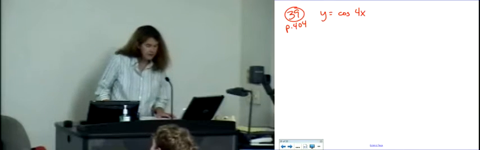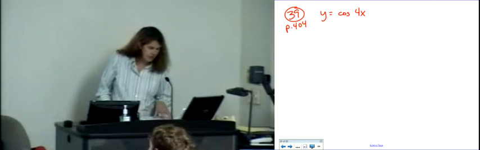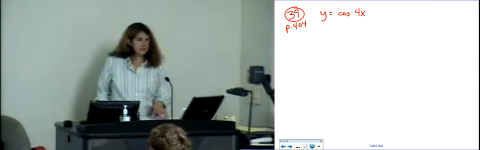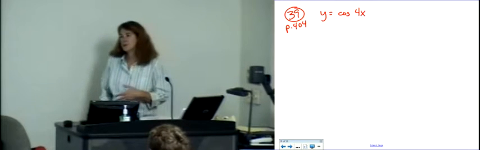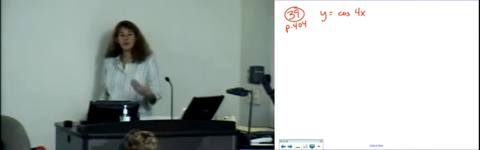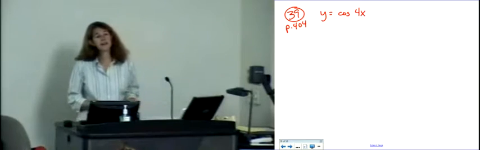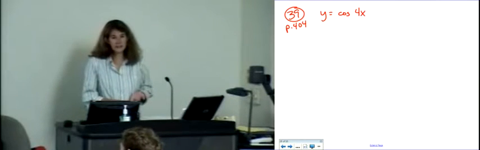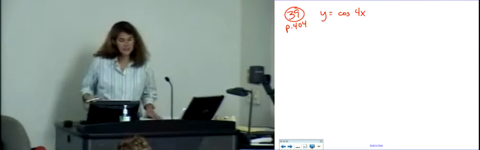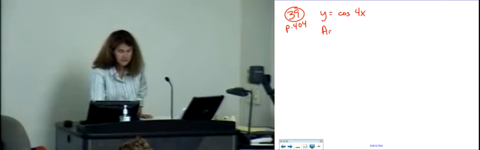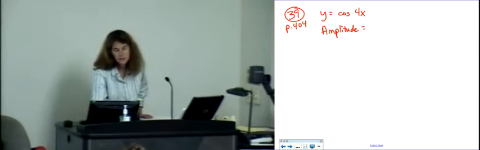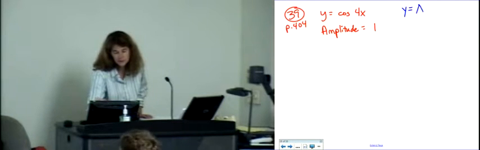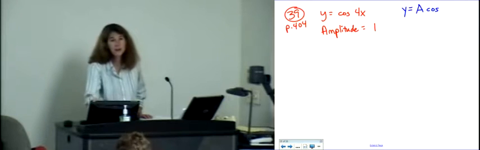Y equals cosine 4x. Here's what we want to know with this stuff, okay? I know it said just to graph it and so forth. When you're graphing these, you will need to recognize what the amplitude and the period is in order to effectively draw the graph. So the first thing I'm going to put up here is the amplitude. What is the amplitude here? Amplitude is 1.